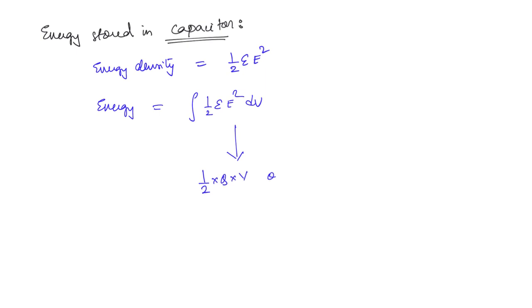If you substitute C into V instead of Q, you are going to get half C V square. And if you substitute V in terms of Q and C, you are going to get Q square by 2C. These expressions we often use in networks as well.